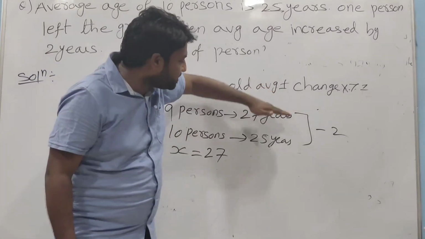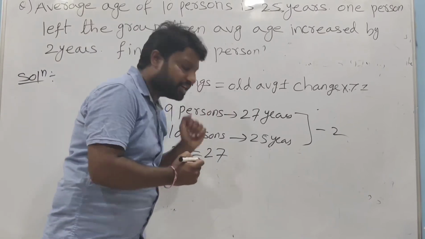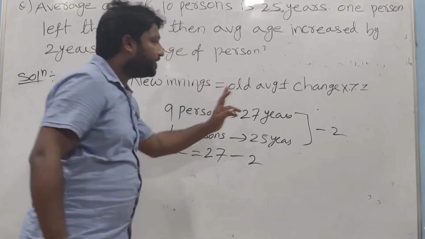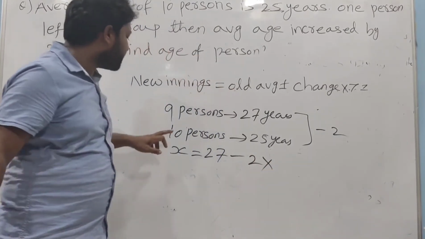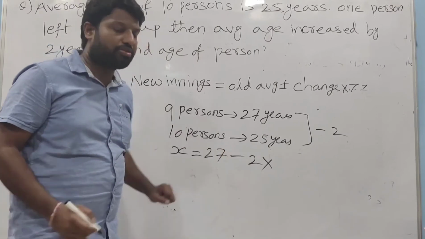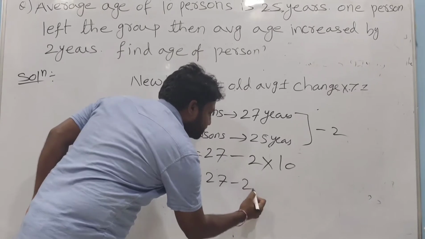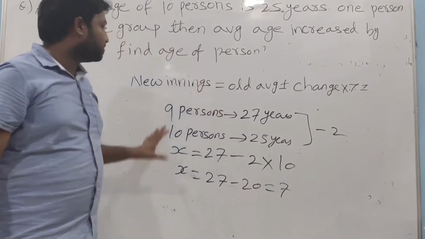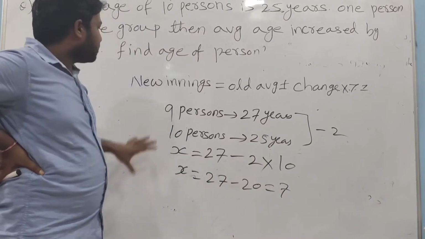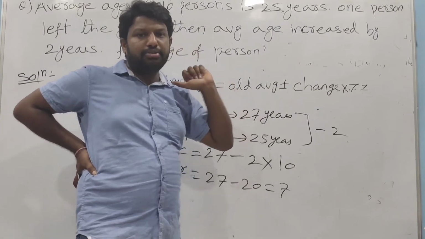Initially 27 years, now 25 years. That means the average decreased. How much did it decrease? If it is decreased, I will take minus. I am taking minus 2 into total innings. How many people are there in total? Total 10. Initially 9, now 1 joined, so the total will be 10. So X is equal to 27 minus 20. So the age of that person is 7 years. I learned only one formula. What is that formula? New innings is equal to old average plus or minus change into total innings.